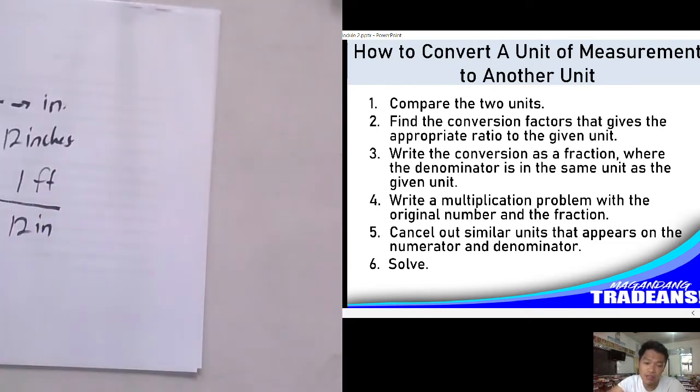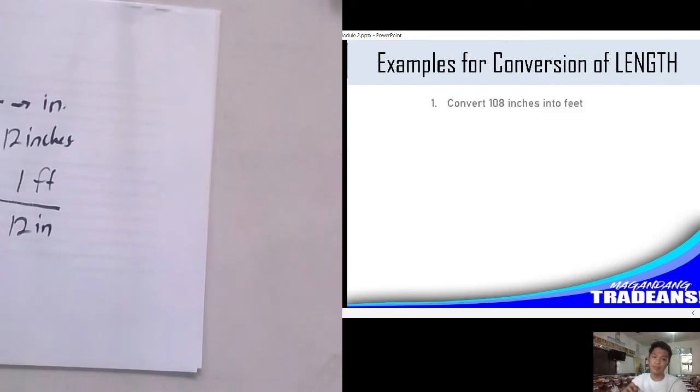Write a multiplication for step number 4 problem with the original number and the fraction. So, lagyan daw ng original number. And how do we do that one? Later, ipapakita ko. Then, cancel out and solve. So, let's have an example to that.